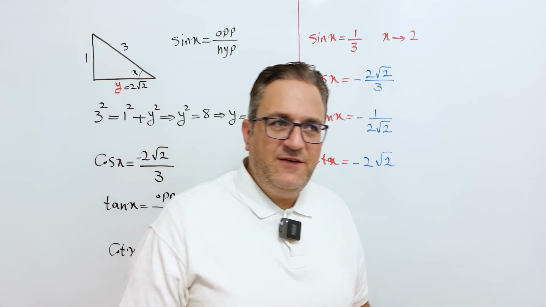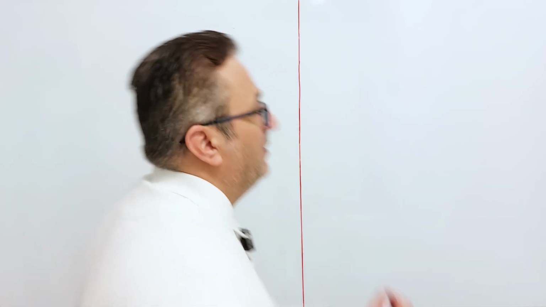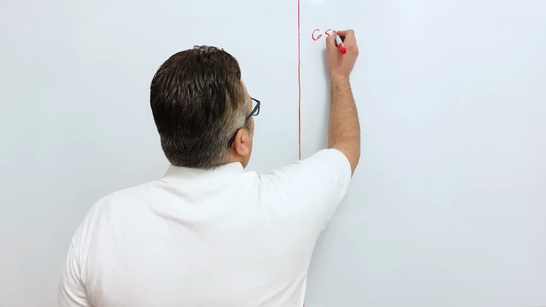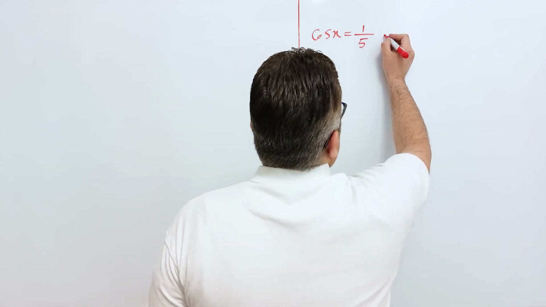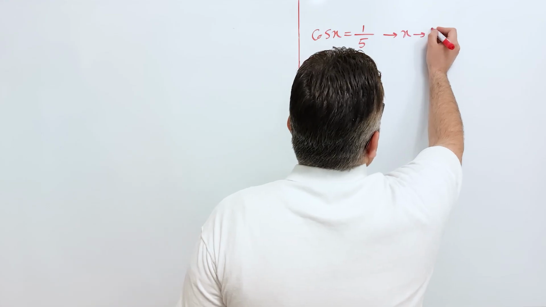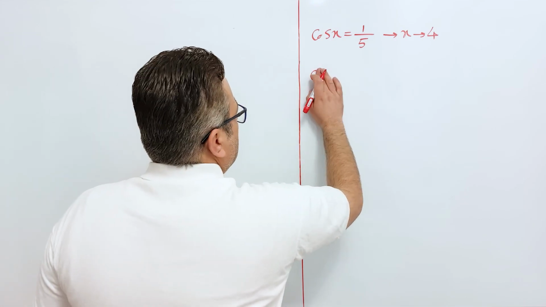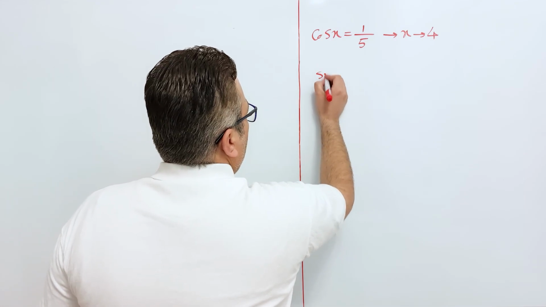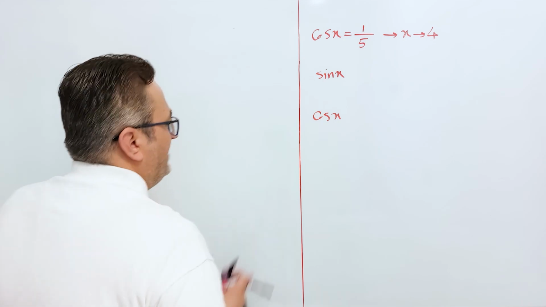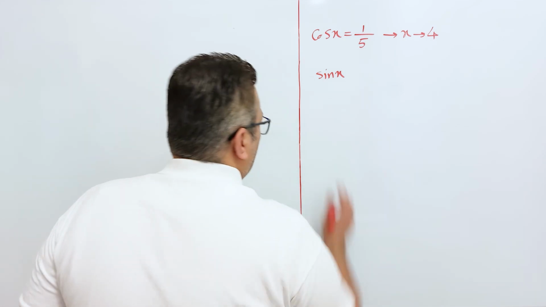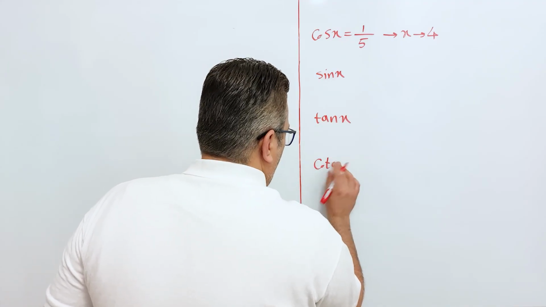Okay? So let me give you another example. For example, cosine x is equal to 1 over 5. And if x is in the fourth quadrant, what is the value of sine x, cosine x, tangent x and cotangent x?